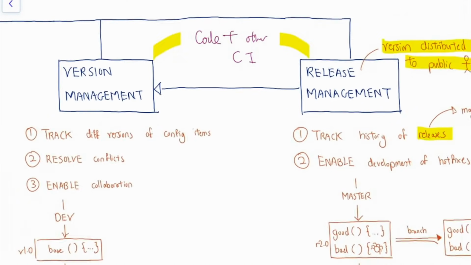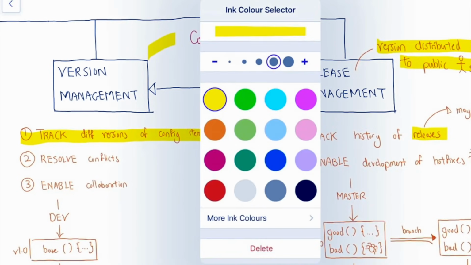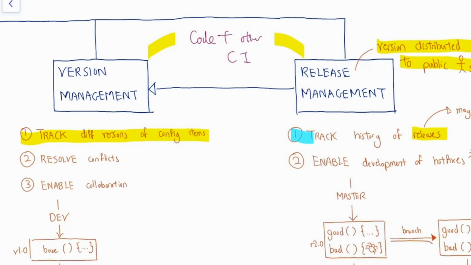And we can see that there are different goals targeted for version management versus release management. For example, in version management, we are tracking different versions of config items, that's our main goal. Whereas the slight difference in release management is that we are trying to track the history of releases. So maybe I'll change the color. So here we are trying to track a history of releases.